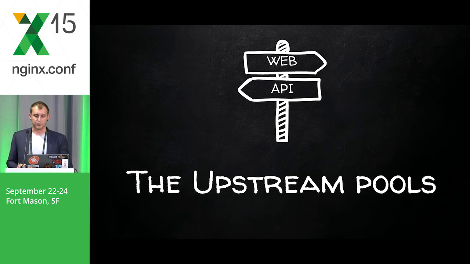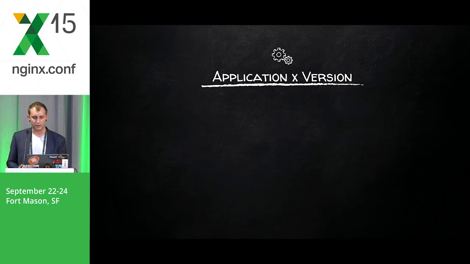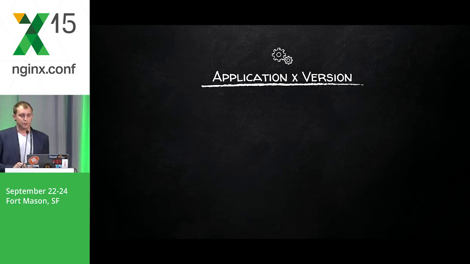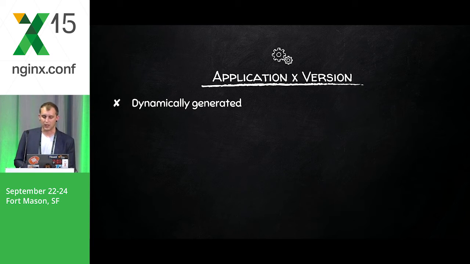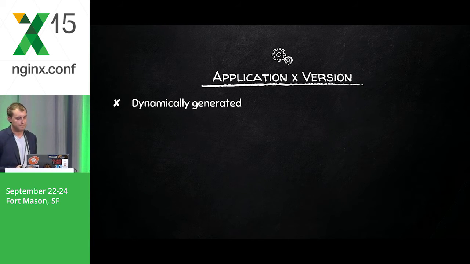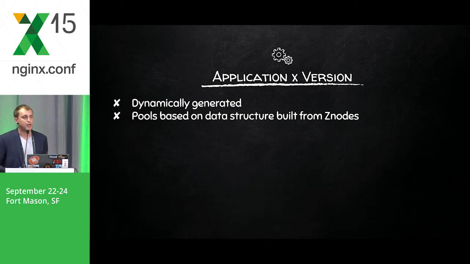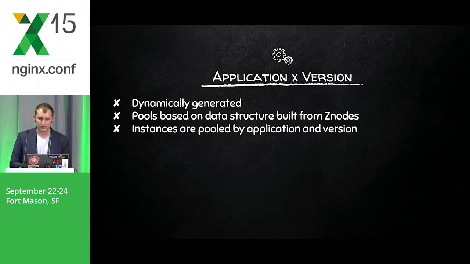So let's talk about the upstream pools. The pools are created dynamically based on the Z nodes in the environment. Instances are pooled by application and version. That's something that is a little bit different, I would say. We're not really load balancing over the service or number of servers, but really what we're doing is we're load balancing over the application version and the application. All the upstream services must pass health checks, etc.